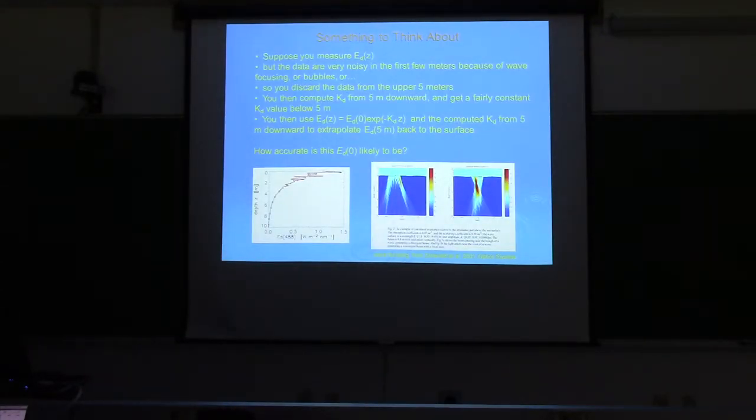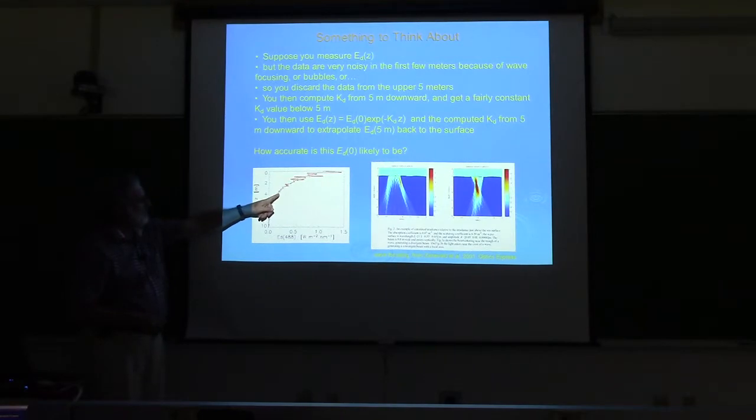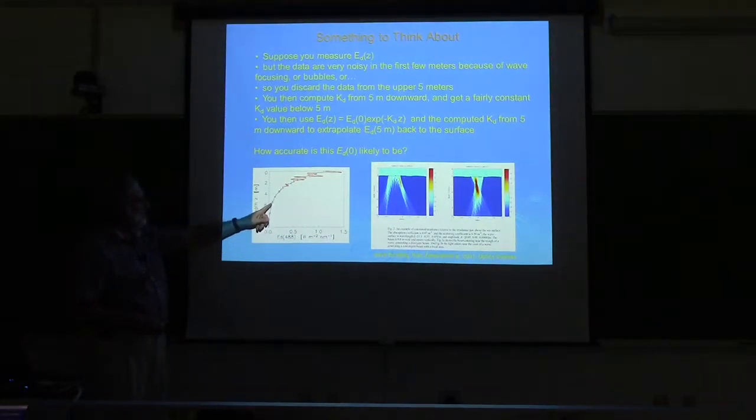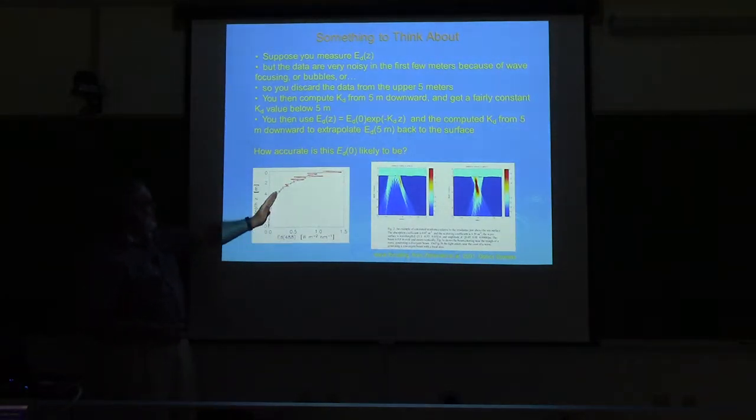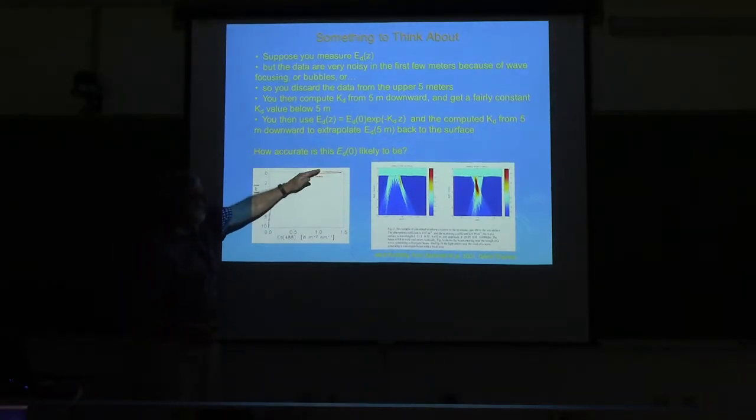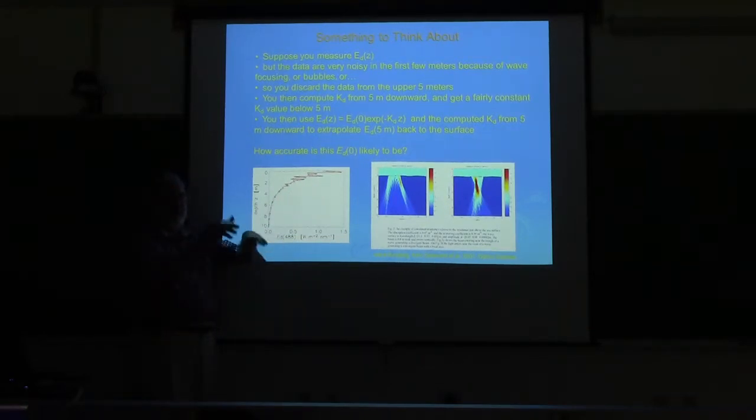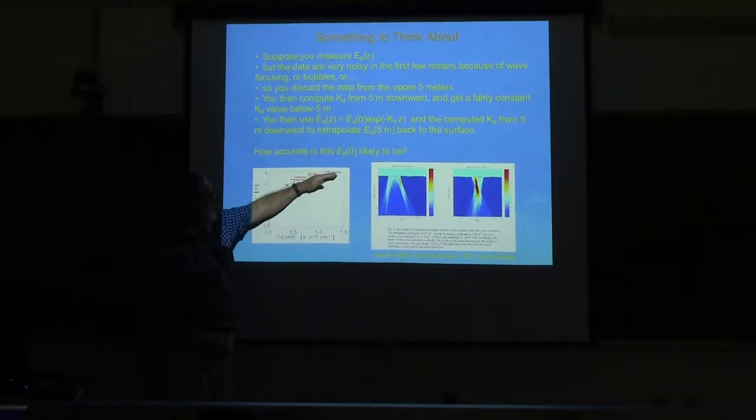So if you thought of measuring ED here, let's say starting at 5 meters, so you'd have maybe these points, but then you'd fit a curve to those and extrapolate ED back to the surface. Well, the reality is there's all kinds of waves flickering and so forth, and so it becomes pretty difficult to take data down here and then fit a curve and then extrapolate back to the surface.